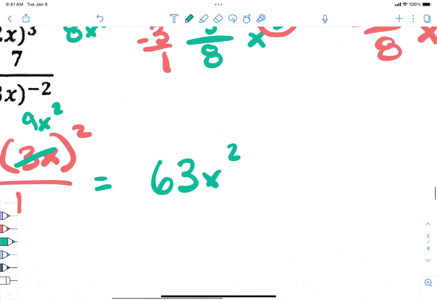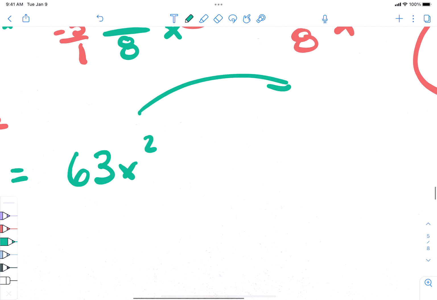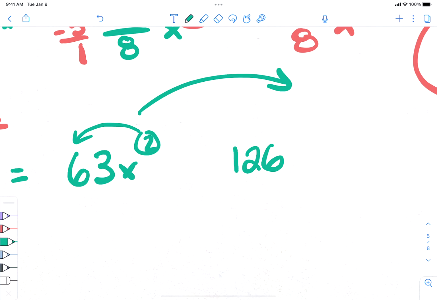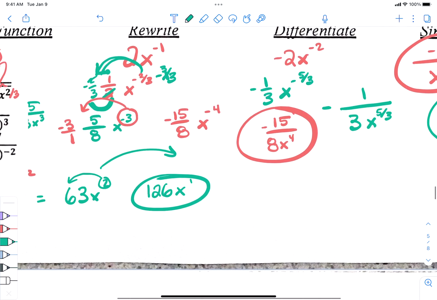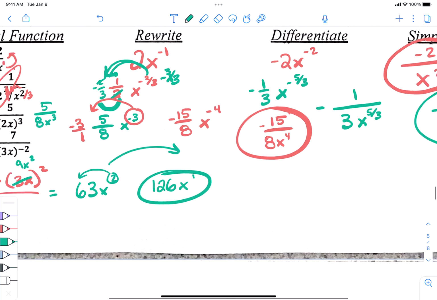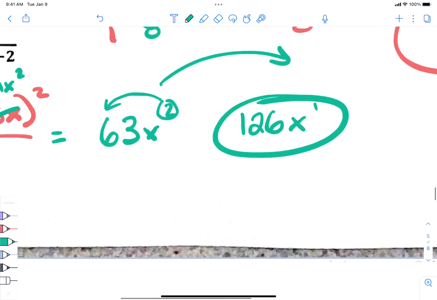Okay, so this guy, now we want to take the derivative. And this one's going to be the easiest one to take the derivative of because we don't have to do anything afterward. We take the 2, move it down in front. 63 times 2 is 126. x to the 1st power, or just x, and then he's done. You don't have to move anything, right? Our simplify step is gone because he's simplified.